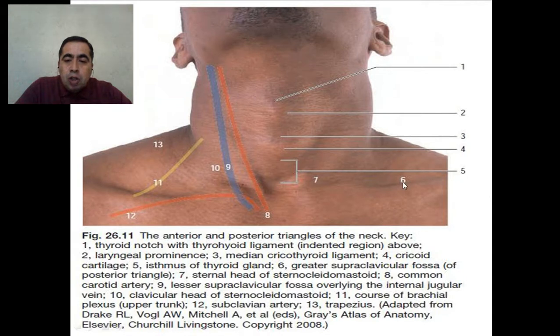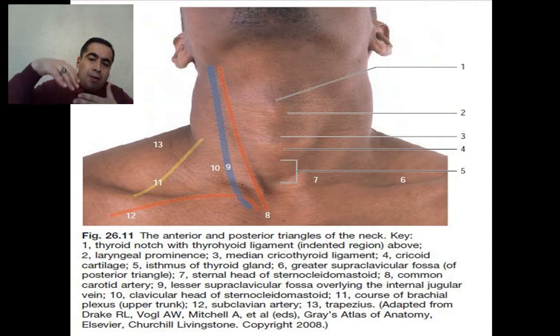The greater supraclavicular fossa, the posterior triangle, you can palpate in this region the first rib in this fossa, and a very easy way for palpation of the clavicle when the muscles of this region are relaxed, and the shoulder girdle is close to the midline, to the vertebral column. In this position, the doctor can palpate the first rib above the clavicle in the supraclavicular fossa.